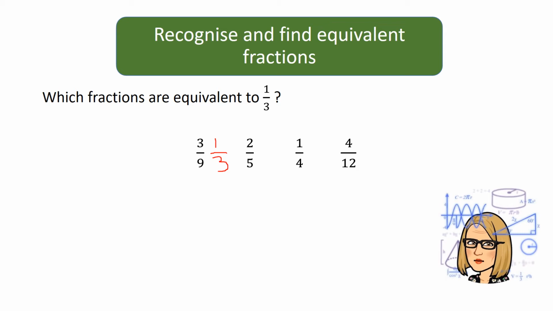Looking here at 2 and 5, well, they're not both in the same times table, so I can't make that any smaller than it is already. So 2/5 is not equivalent to a third. Looking at this one, 1 and 4, this fraction is already in its simplest form because the numerator is 1. It can't get any simpler than that. So a quarter is not equivalent to a third.